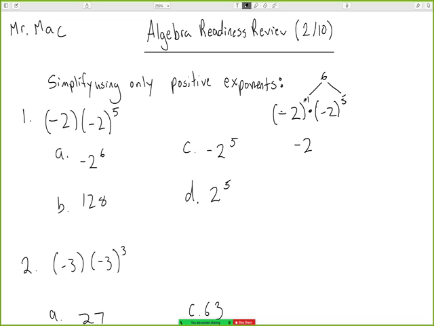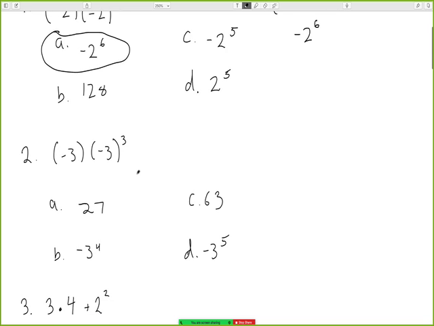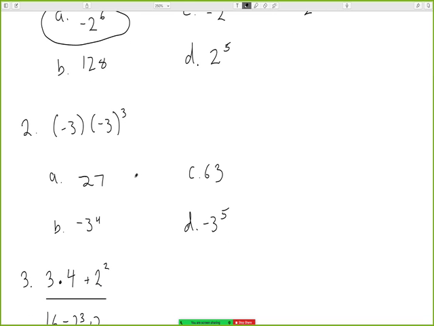We're just going to add the 1 and the 5, and that makes 6, and that's my new exponent. And that's all they want us to do. So A would be our answer for that one. Jump down to 2, and hopefully we can get this one pretty quickly with that rule.